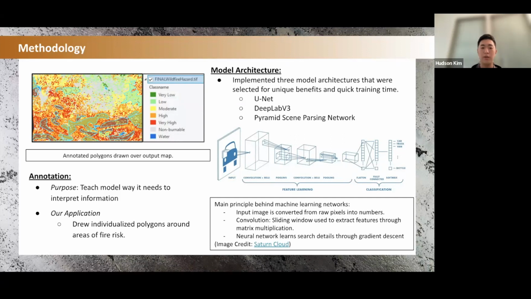For our model architecture, we implemented 3 separate models, the first of which was the UNet, the second is the DeepLab v3, and the third is the Pyramid Scene Parsing Network. The basic concept behind these machine learning networks is that you have an input image, which is converted from raw pixels into numbers, and then you have what's called a convolution, which is essentially a sliding window that goes over patches of pixels in your input imagery to extract the most important features. And that's all learned. And then finally, you have a neural network that's placed at the end of these convolutional layers to search through these different features and determine what's what in the final classification.